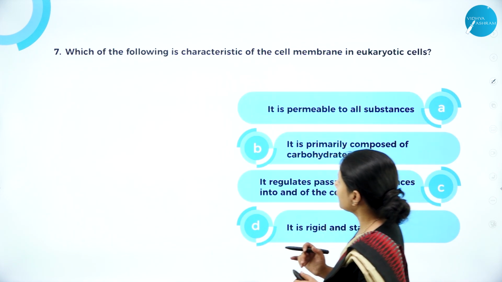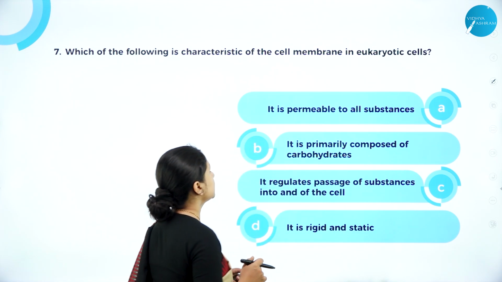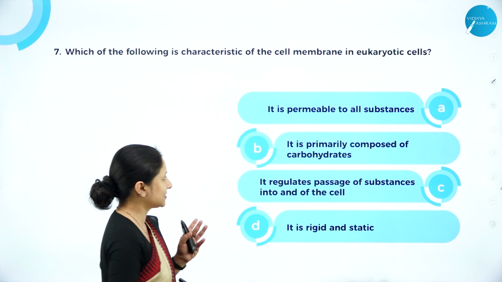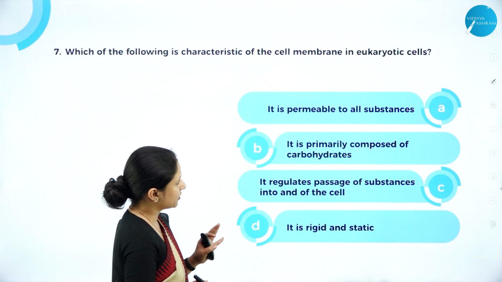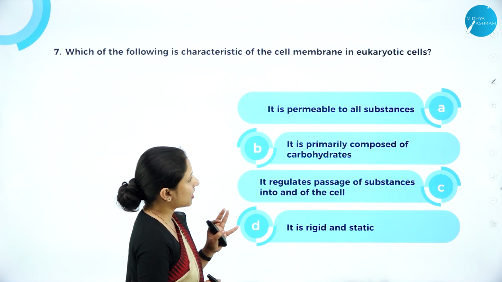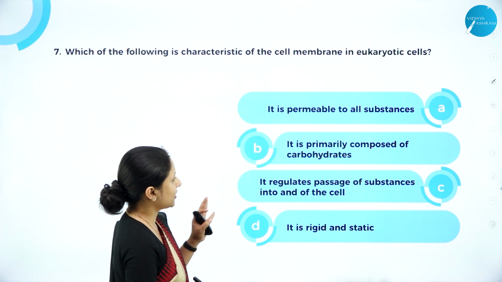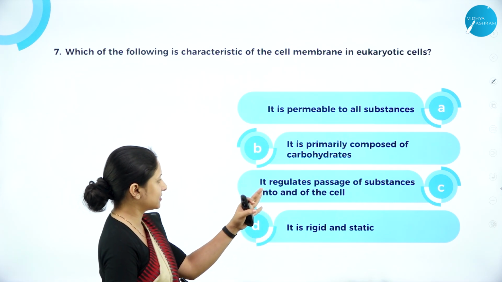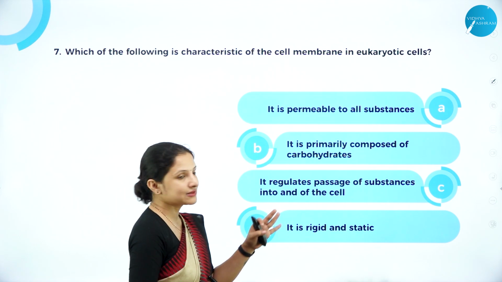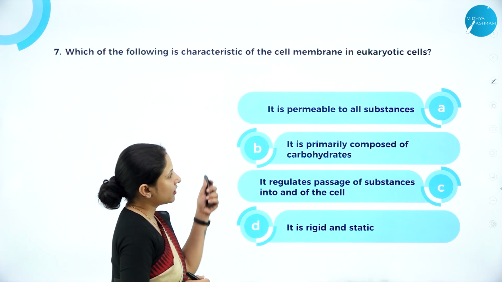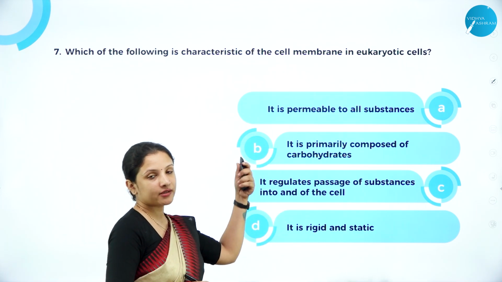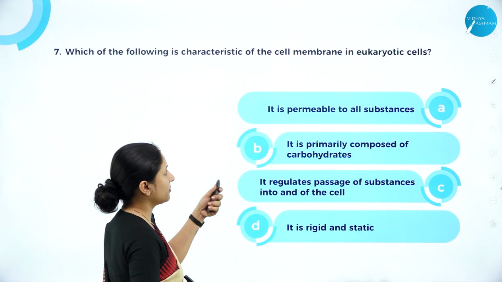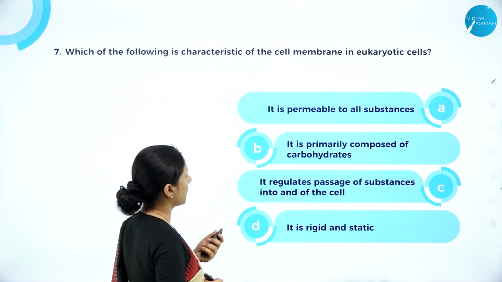Next question. Which of the following is characteristic of the cell membrane in eukaryotic cells? It is permeable to all substances. It is primarily composed of carbohydrates. It regulates passage of substances into and out of the cell. It is rigid and static. So what we have to find out among these is which is the actual characteristic of the plasma membrane or the cell membrane.